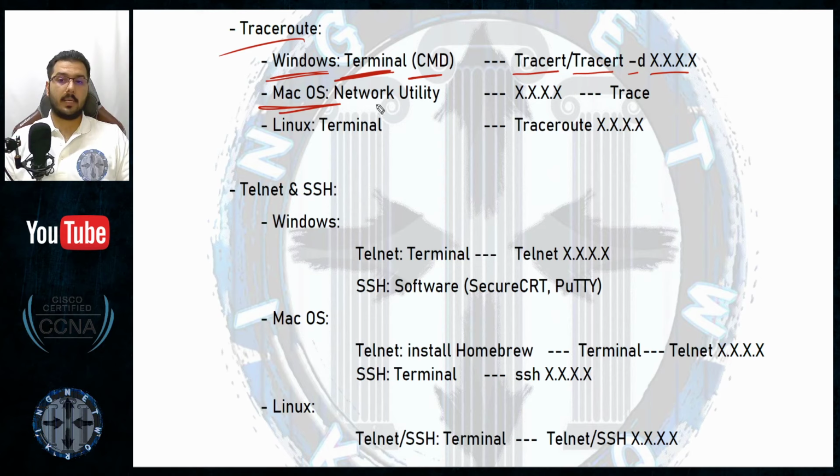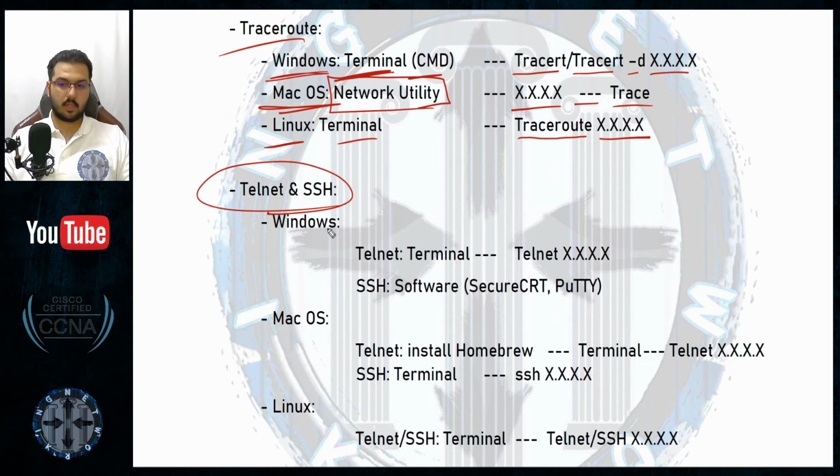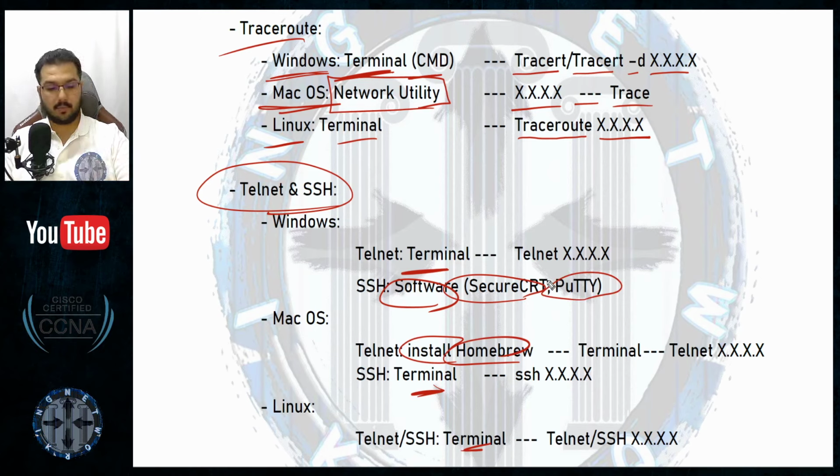In Mac OS, you will need to start the application called Network Utility and type immediately the IP address and then choose trace. It seems to be that way. In Linux, in the terminal, you have to type the entire word traceroute and the IP address as well. For Telnet and SSH, some of them are supported in the terminal. Others require software to be installed like Homebrew or SecureCRT or PuTTY. We will talk about that further in chapter 4.